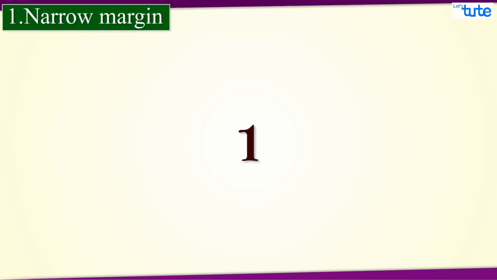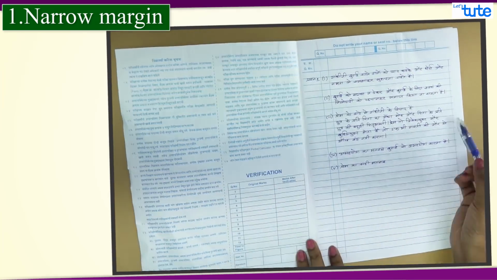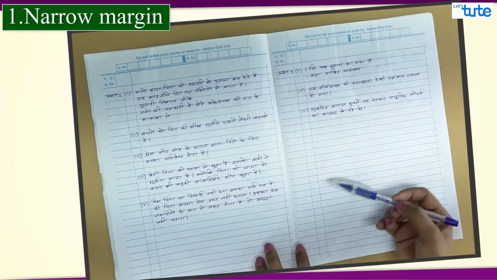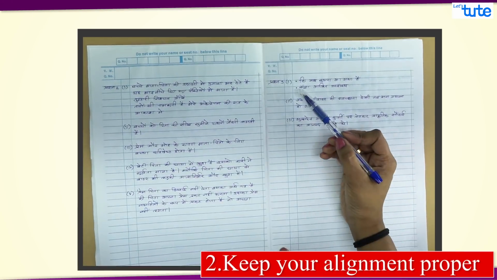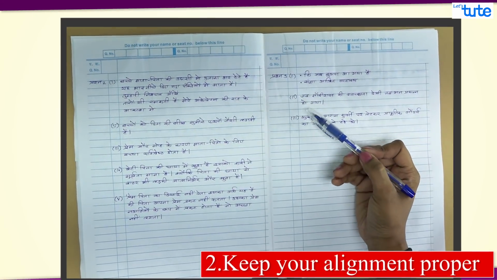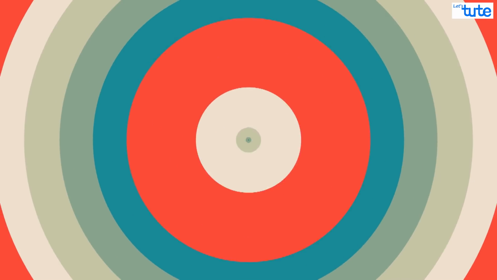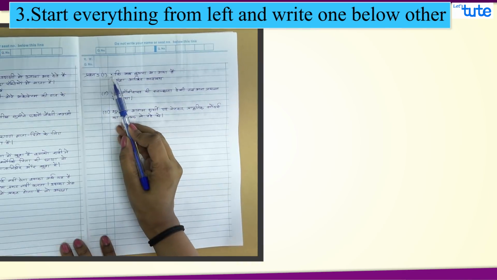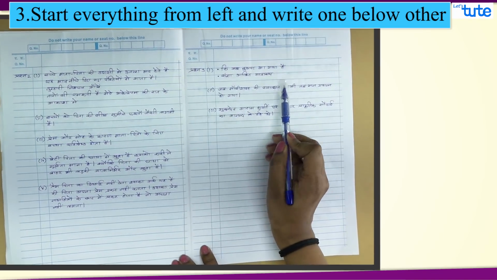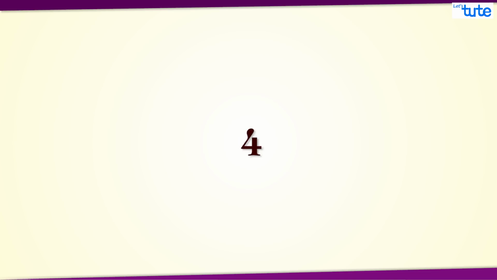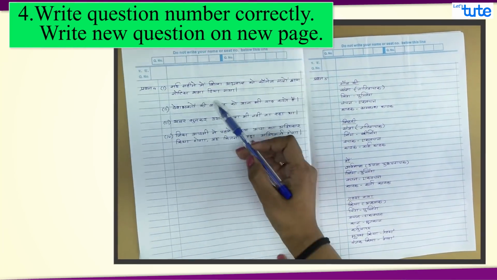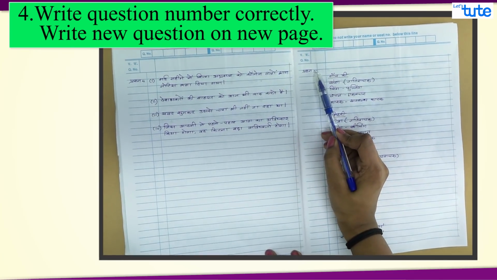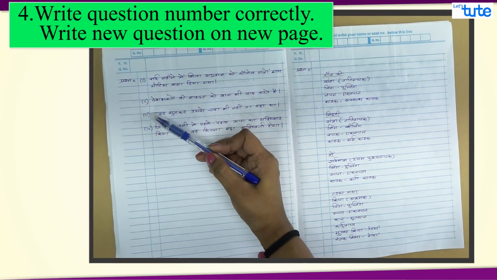First, when you get an answer sheet, don't forget to draw a narrow margin. Second, while writing, keep your alignments proper. Third, start everything from the left and write one below another. Next, a very important thing is to write the question number correctly and write each new question on a new page. You may write the sub-questions on the same page.